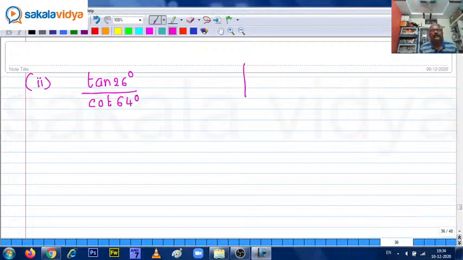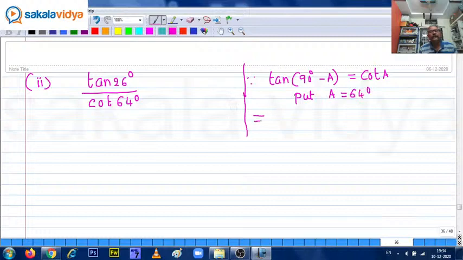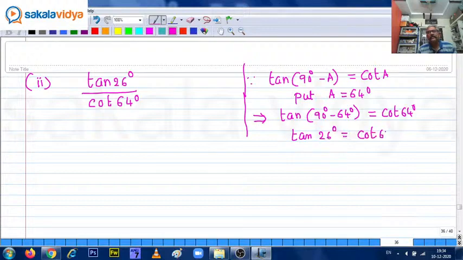So now write down here, we have the formula tan of 90 degrees minus A equals cot A. Here the bigger angle is 64. So put A equals 64 degrees on both sides. Now what do you get? Tan of 90 degrees minus 64 equals cot 64. So subtract 64 from 90, you get 26. So tan 26 degrees equals cot 64 degrees.